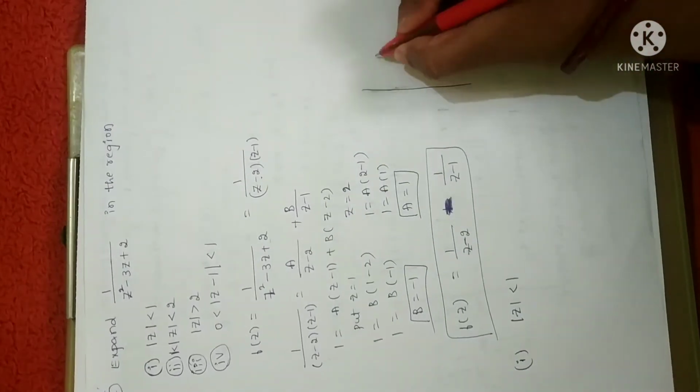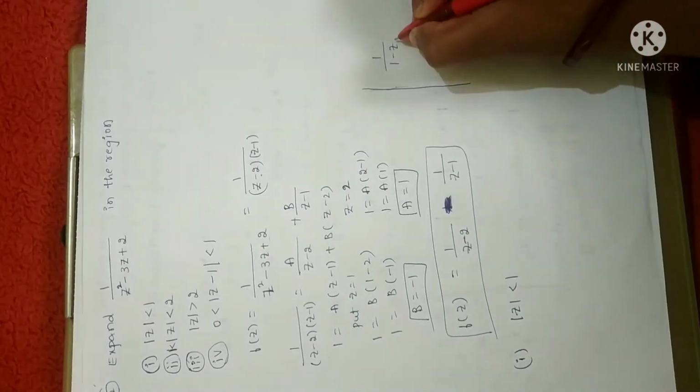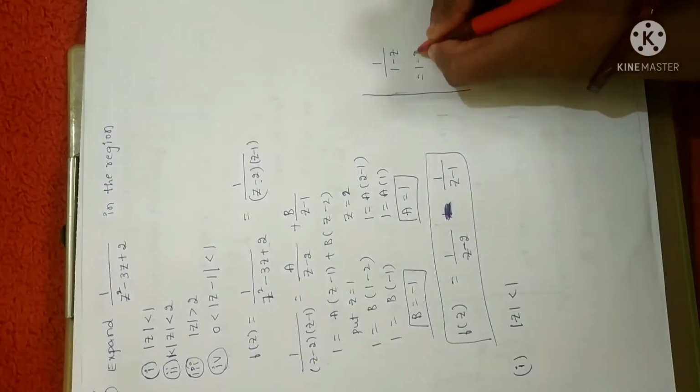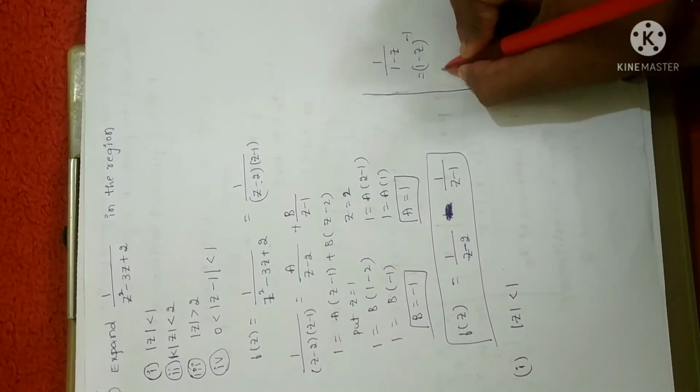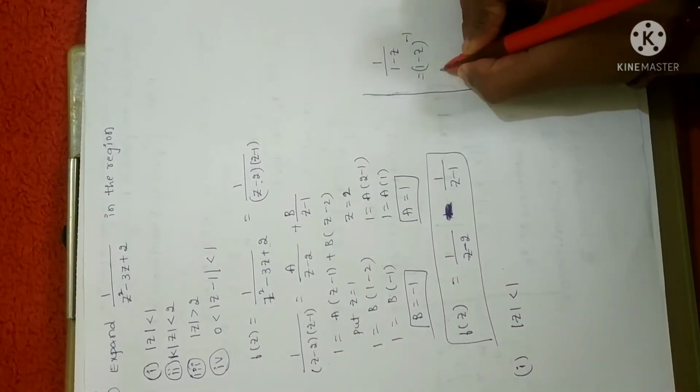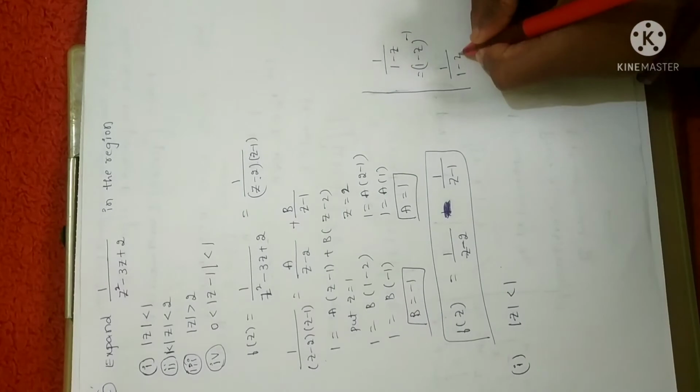Whenever you have a term like 1 divided by 1 minus z, you can write the same as (1 minus z) to the power of minus 1 when mod z is less than 1. Suppose I give you one more example. Say I have 1 divided by 1 minus z by 2.